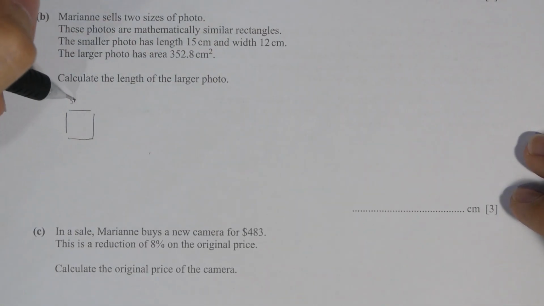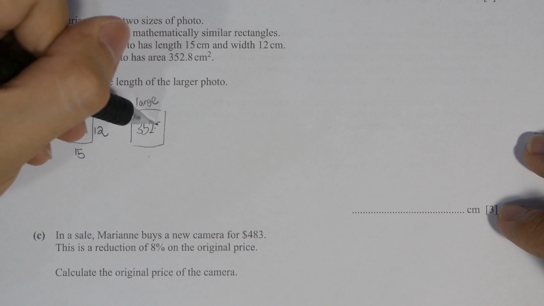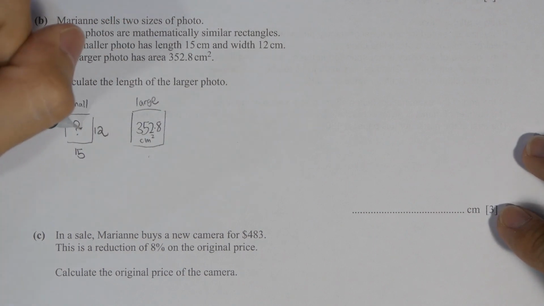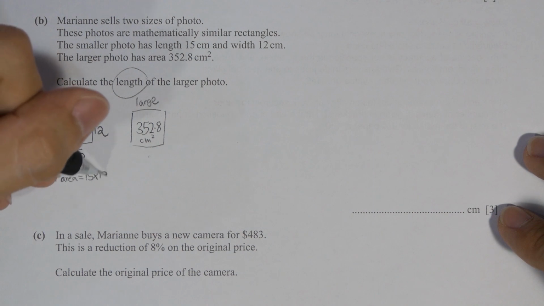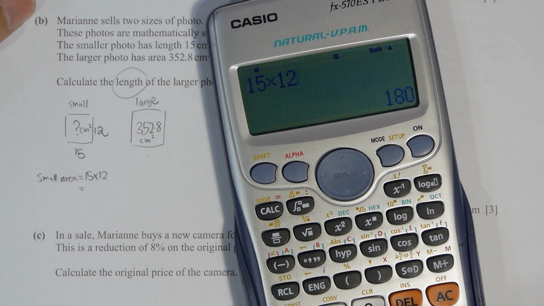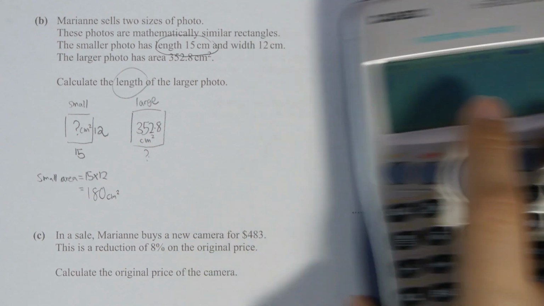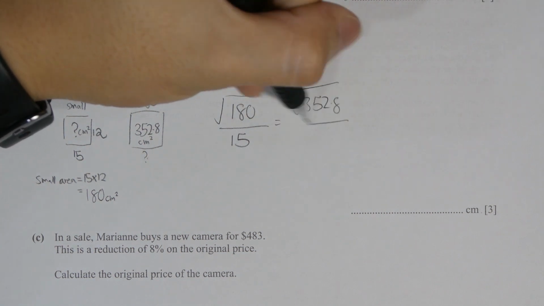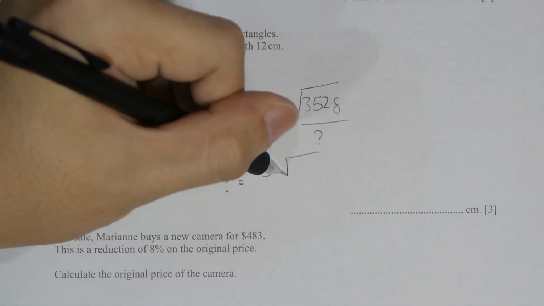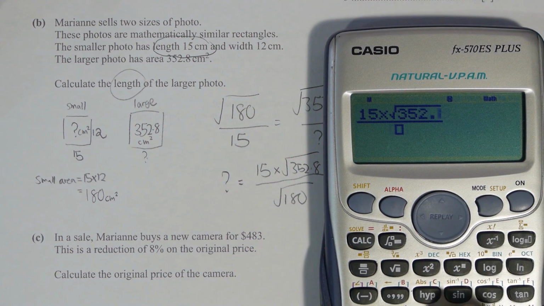So for part B, keyword: mathematically similar rectangle. We have the length and width of 15 and 12, and the larger photo has an area of 352.8. The first thing we need to do is calculate the smaller photo's area by taking 15 multiplied by 12. Then the keyword: calculate the length of the large photo. So simply take the area and square root it. For the smaller one, it will be square root of 180 over its width, over its length of 15, equals square root of the larger picture's area, 352.8, over unknown. After the calculation, you get the unknown as 21 cm.